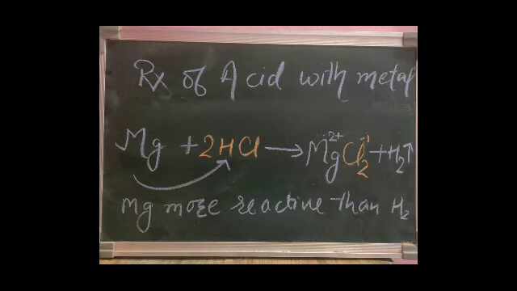Salts are actually ionic compounds. As we can see here, magnesium has a 2+ charge and chlorine has a -1 charge. As there are 2 atoms of chlorine, the total charge will become -2. So as both the charges are equal, they will cancel out each other and form the neutral salt, that is magnesium chloride.